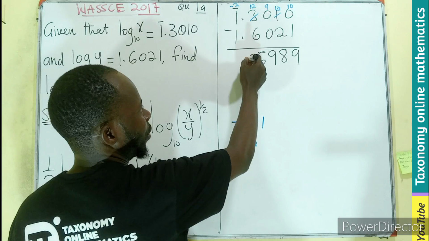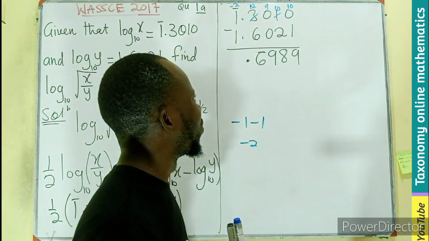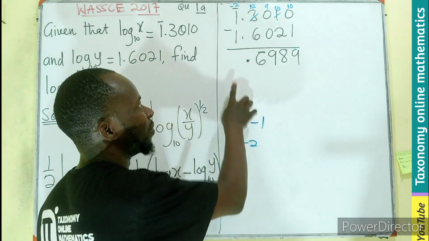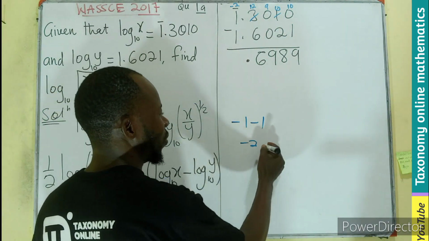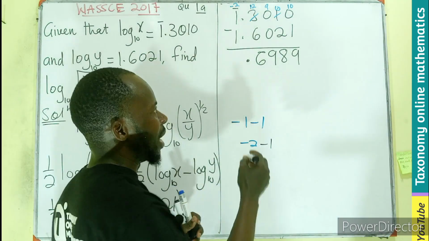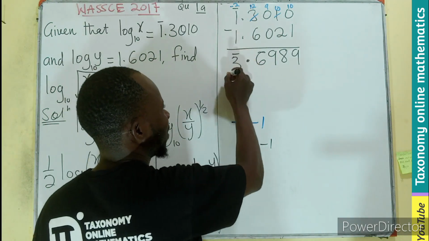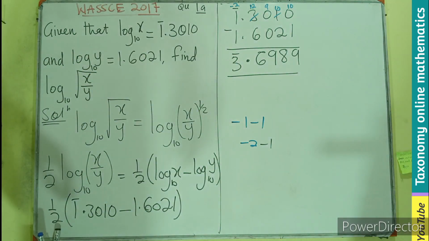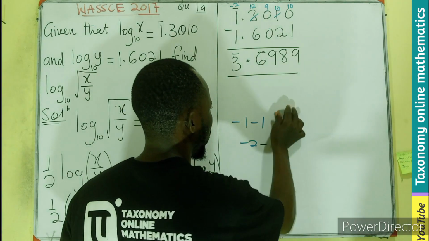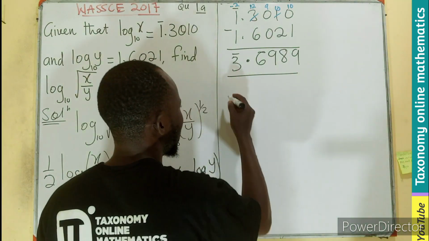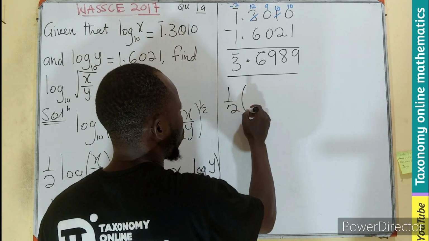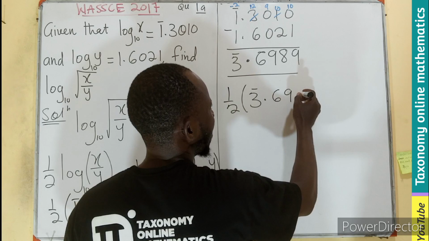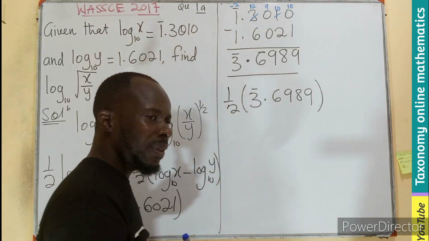Let's deal with the whole number. The decimal point will come. Then we can see that bar 2, which is negative, minus negative 1. So minus negative 1 gives rise to a negative 3. So we can write 3 bar. So this is what is going to be multiplied by our half. So let's have that continuation. That means that 1 over 2 is multiplying negative 3.6989.